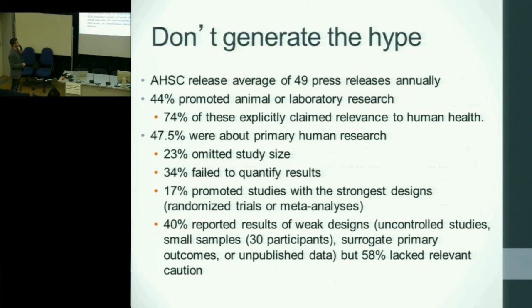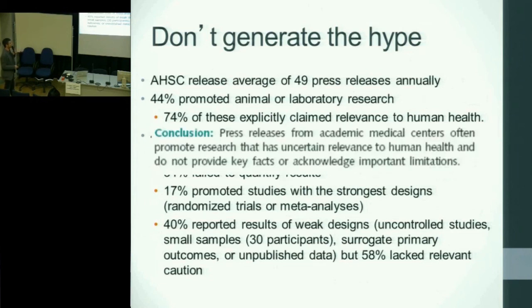And what you see is that only a small proportion of these press releases are promoted through studies with the stronger design, so they use randomized trials or meta-analyses, and 40% report the results of weak designs: uncontrolled studies, small samples, surrogate primary outcomes. And the conclusion is that the press releases from academic medical centers often promote research that has uncertain relevance to human health and do not provide key facts or acknowledge important limitations of the studies.